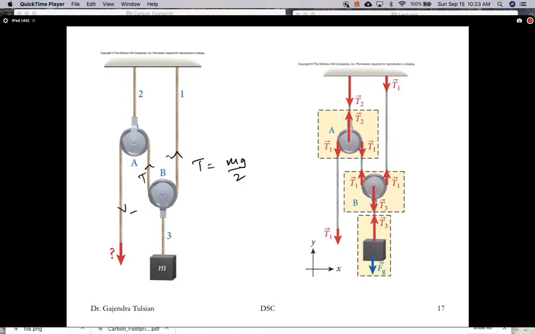So the idea behind this is to lift this object, you have to apply a force only half the weight of this object. And of course, the price you pay is when you move 2 feet, this guy rises up only 1 foot. So even though you're applying a smaller force, you're applying it over a larger distance. And that's the idea of all machines. Most of the time you're applying smaller forces, except that you're applying them over a greater distance.